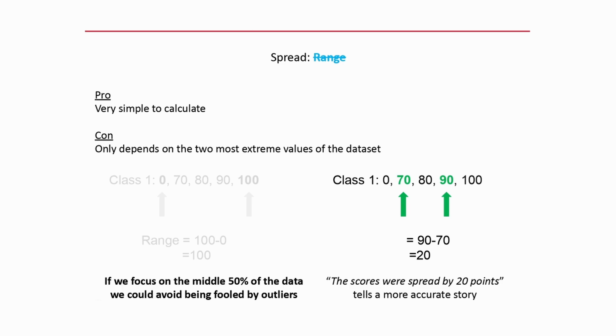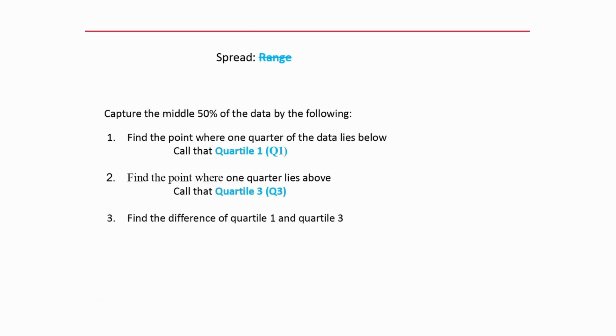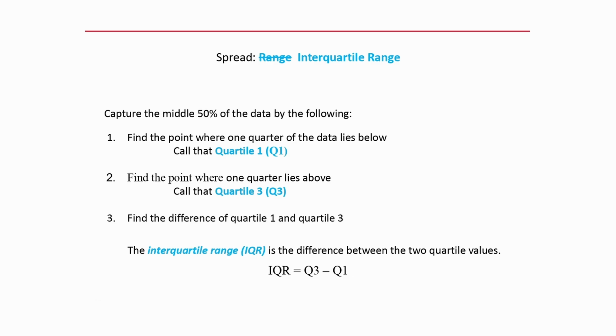That is, if we focus on the middle 50% of the data instead of the most extreme values, we'll not be fooled by outliers when we're calculating things like spread. So that's what we're going to do when we calculate spread. We will find the 2 numbers that capture the middle 50% of the data. They are called quartile 1 and quartile 3, respectively. Once we've got those 2 numbers, we're going to take the difference between the 2. We'll call that the interquartile range, and that will tell you how spread out your data set is. And this is not affected by outliers now.